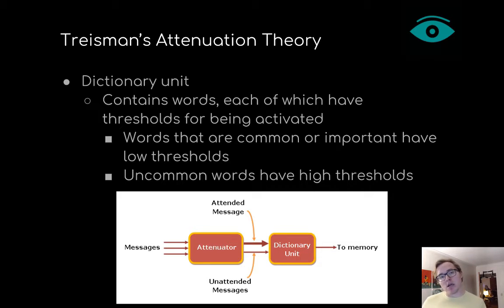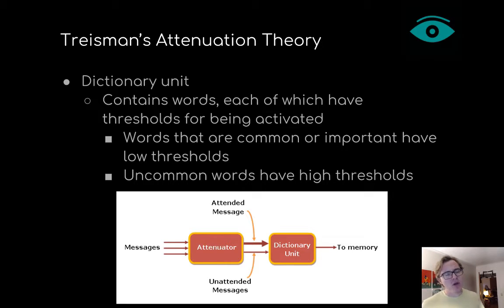The dictionary unit is kind of the contextual component to the attenuation theory. The idea of the dictionary unit is that this is the thing that holds our experience, our knowledge of circumstance, and it allows us to actually establish the thresholds that allow for an attended message to be stored to memory.